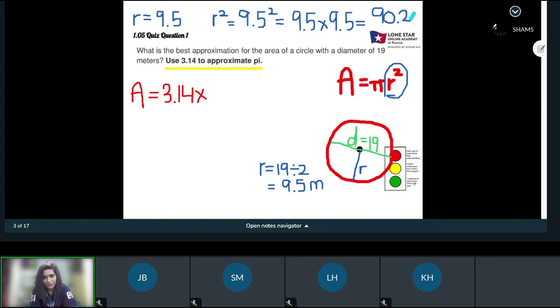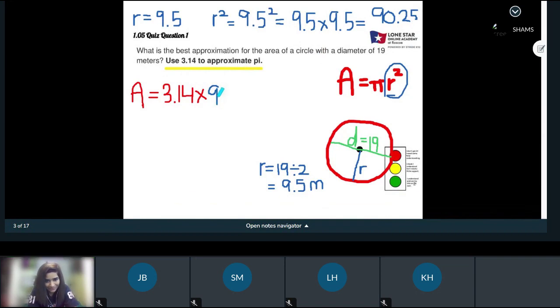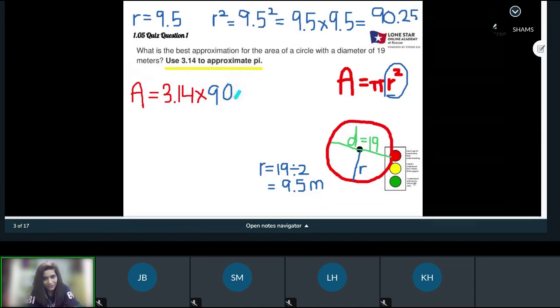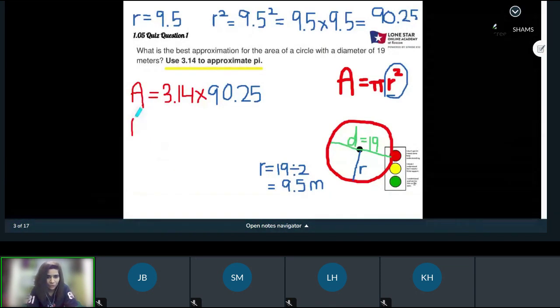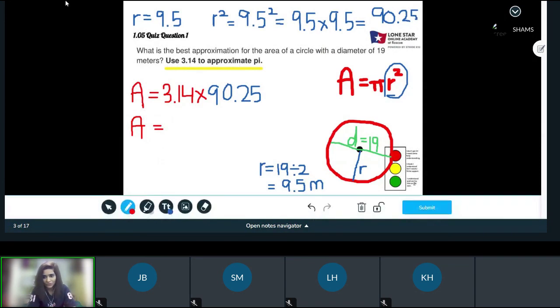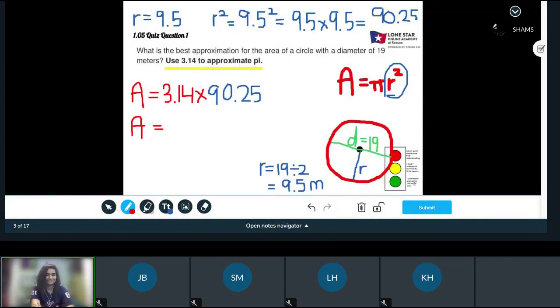So, to find the area of the circle, I will do pi, that is 3.14, times 90.25. That will give me the final answer for the area of the circle with diameter 19 meters. A equals whatever you tell me, I'm going to put here. Multiply it, take your time, and tell me the answer. Very good, Isaiah. I agree with you. I will also pause in the meanwhile while you are multiplying the numbers.